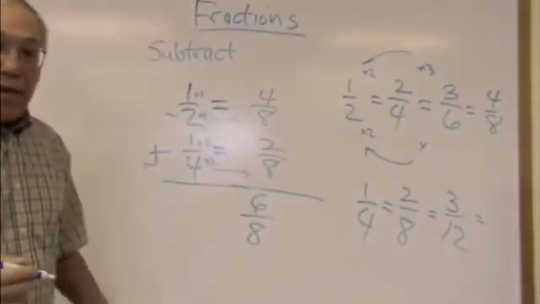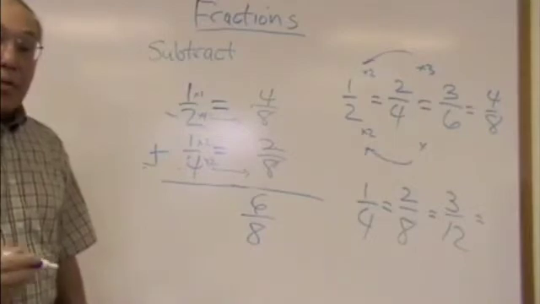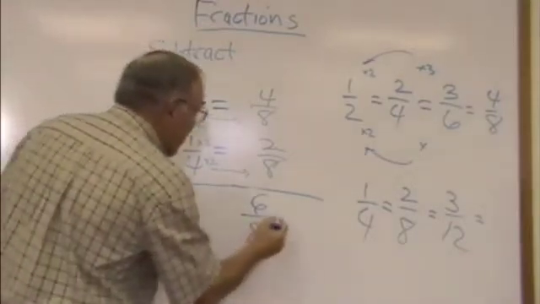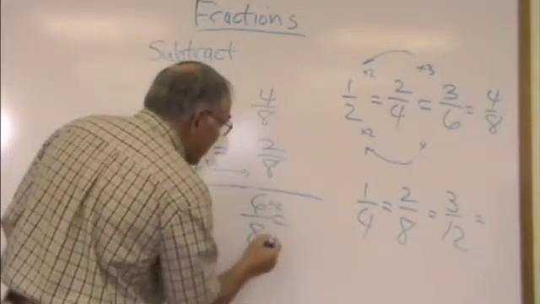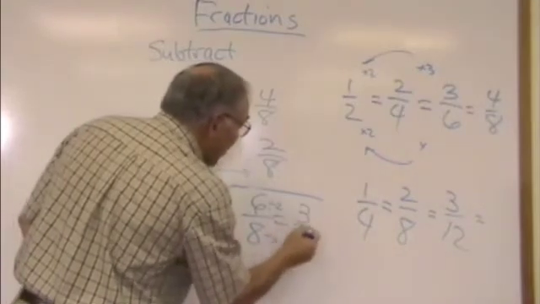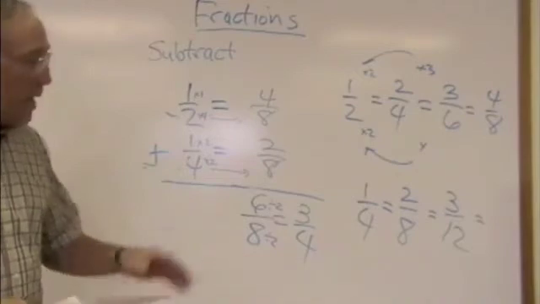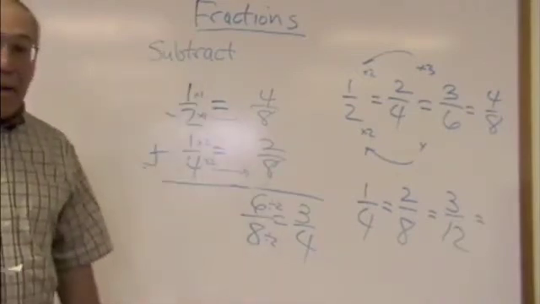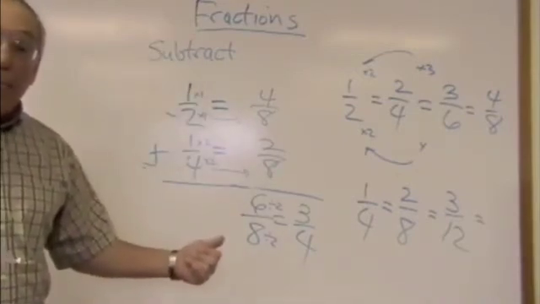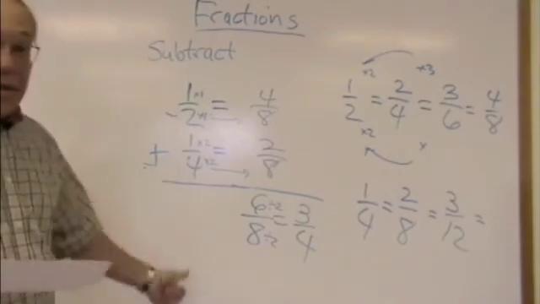Now the only thing we have left to do is to reduce that. So we've got to do another operation. Divide this by 2, divide this by 2, and we get the same answer. We get 3/4. That's how we would find common denominators for both subtraction and addition problems.